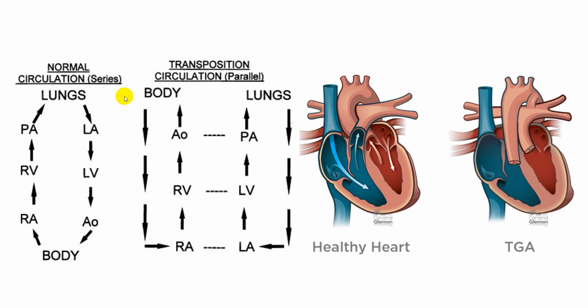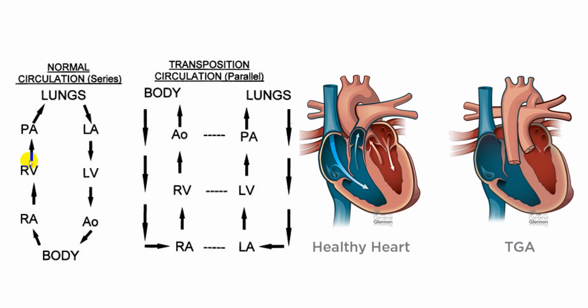Okay, so the most important point is that the aorta is connected to, or originated from, the right ventricle and located anteriorly, and the pulmonary artery originated from the left ventricle and located posteriorly. Instead of the normal position, where the pulmonary artery is anterior and originated from the RV, and the aorta is posterior, originated from the LV.